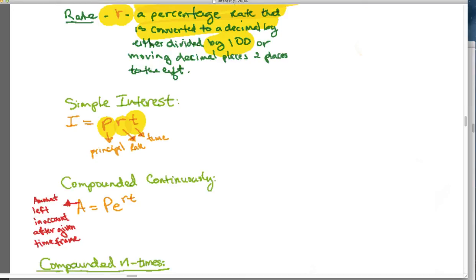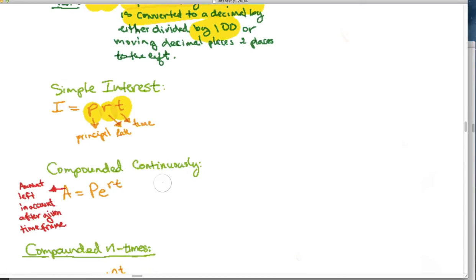If they say compounded continuously, to figure out the amount left, A, after a given time at a given interest rate with a given amount initially invested, use this formula, Pert.